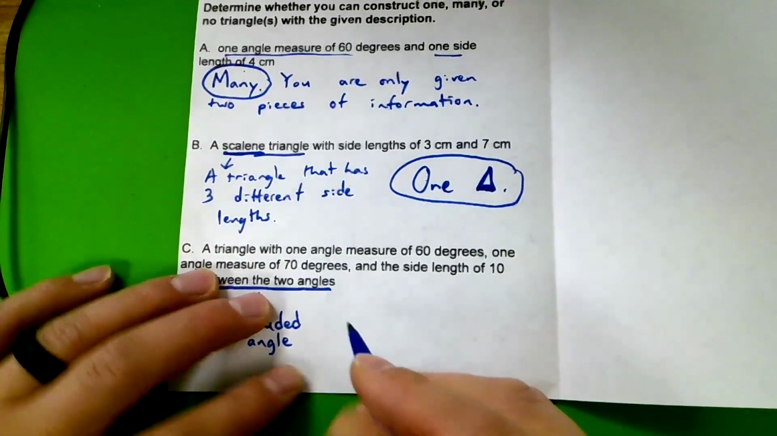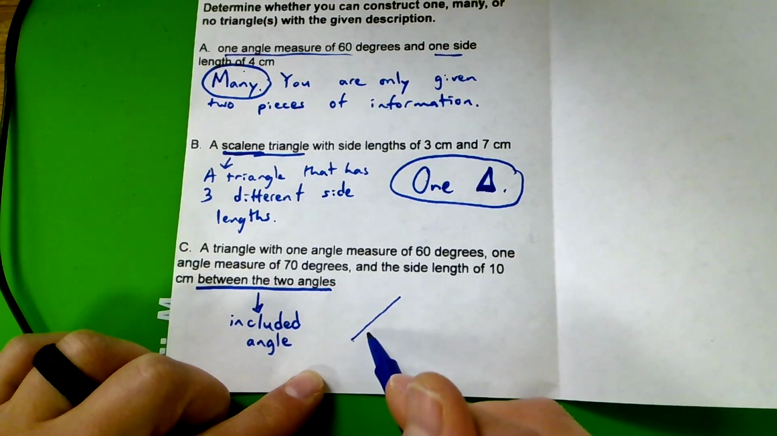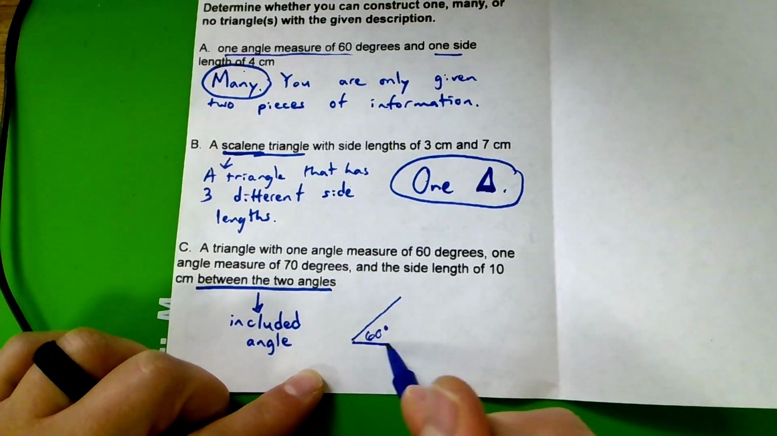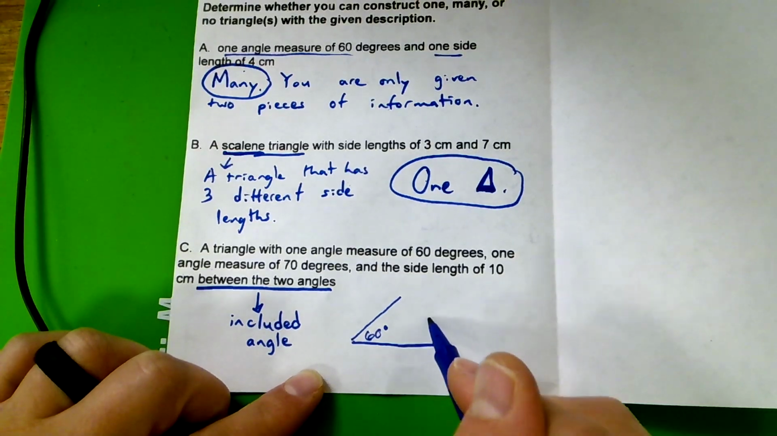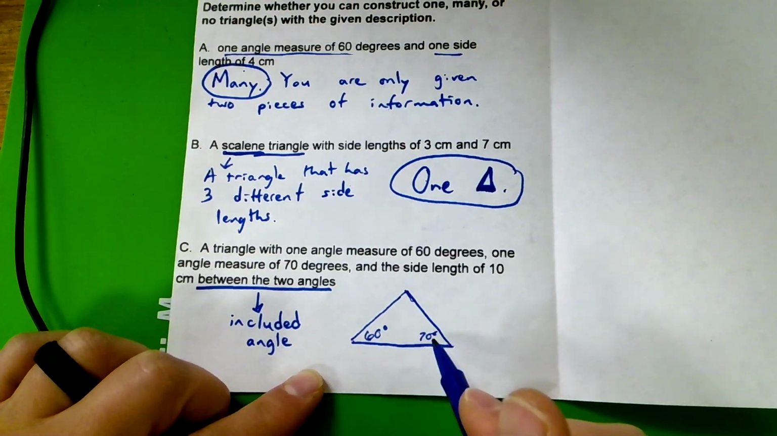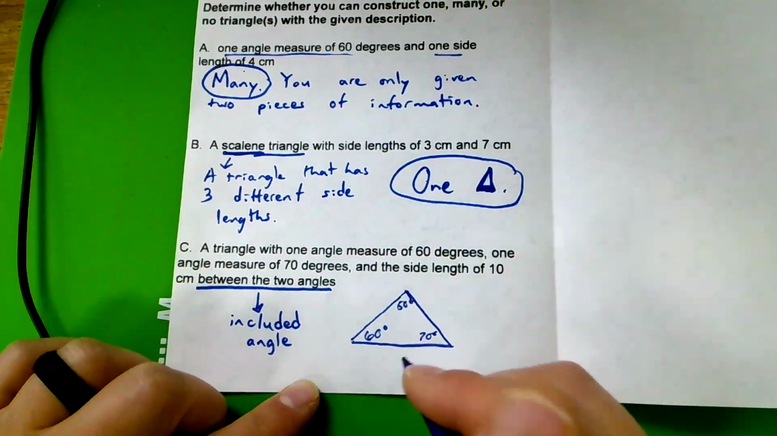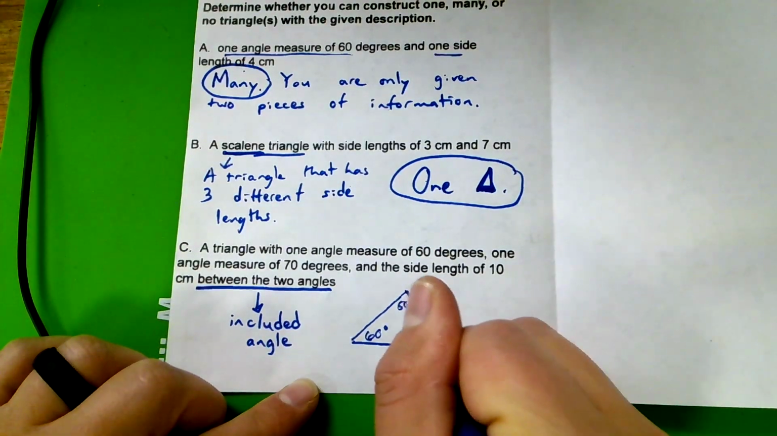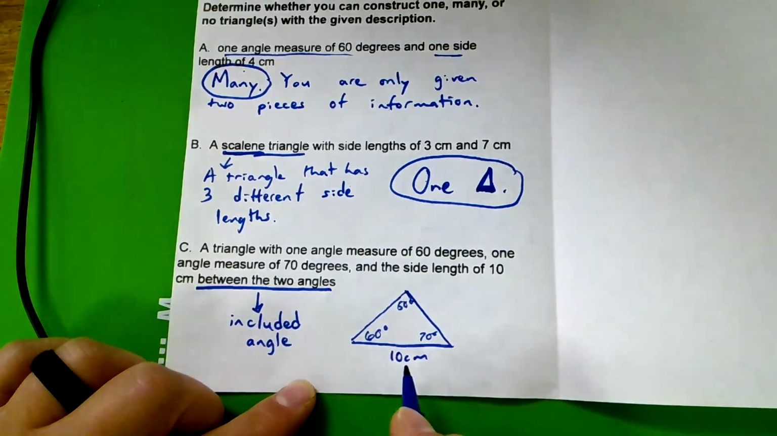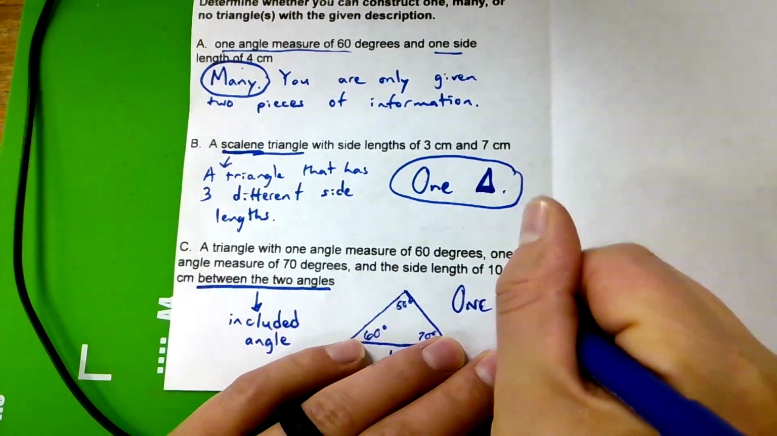I'm not going to make it exactly, but it would look something like this, and this is of course not to scale, but we have something like 60 degrees, 70 degrees. That would mean 60 plus 70 is 130. That would mean this is 50 degrees. Then this is our 10 centimeters. It's our included angle, or included side. So yes, this can make 1 triangle, 1 unique triangle.